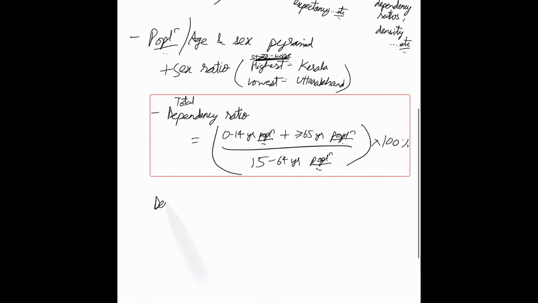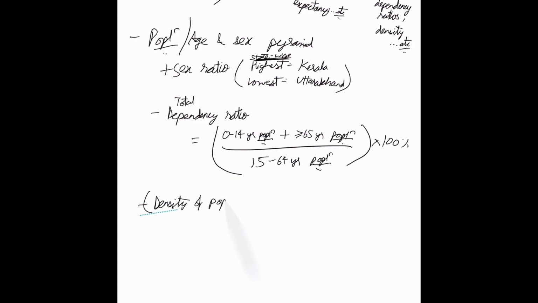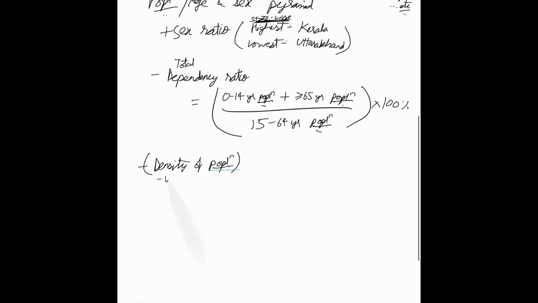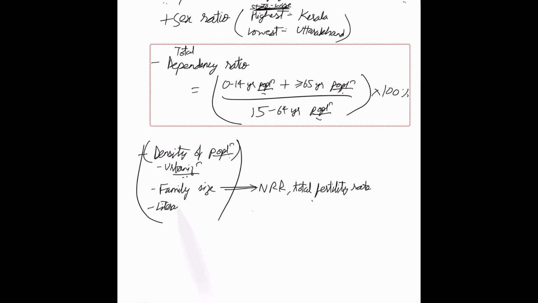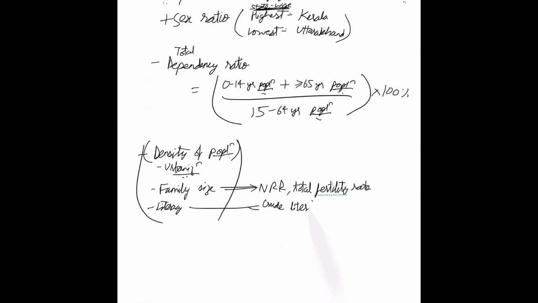There are a few other small subheadings like density of population, urbanization, family size, in which net reproductive ratio and total fertility rate are discussed, and literacy, in which crude literacy rate and effective literacy rate are discussed, and then life expectancy.